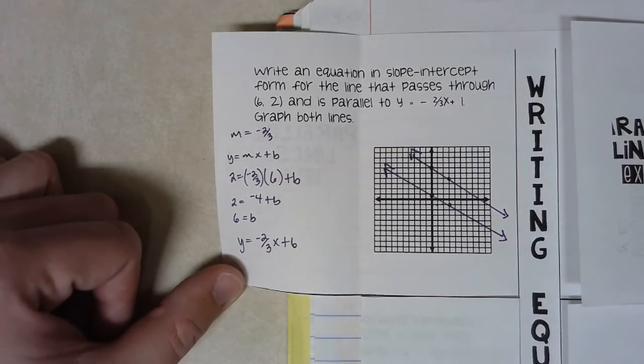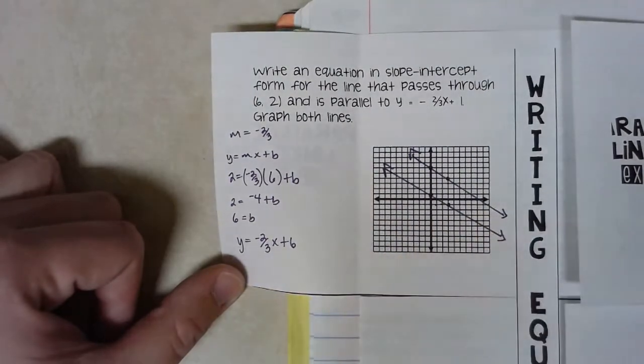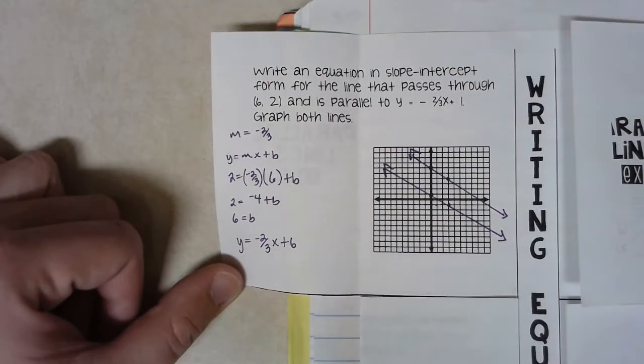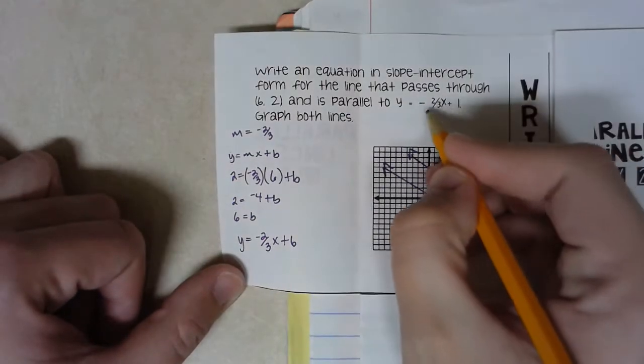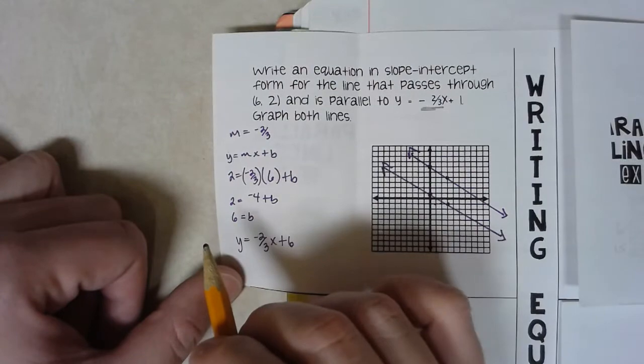Okay, so we need to find the equation of a line that is parallel to this one. So first off, I need to know my slope. Parallel lines have the same slope. The slope of this one is -2/3. So that's going to be my new slope.